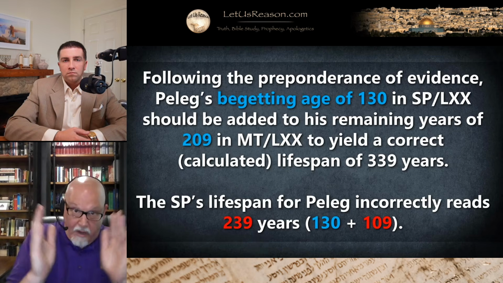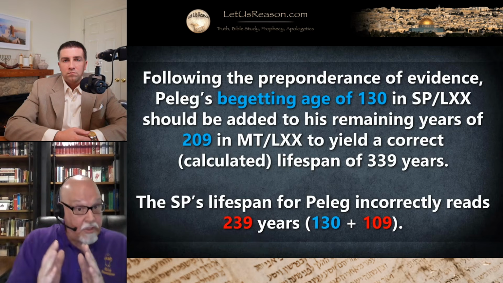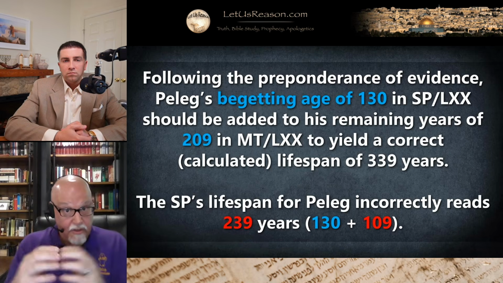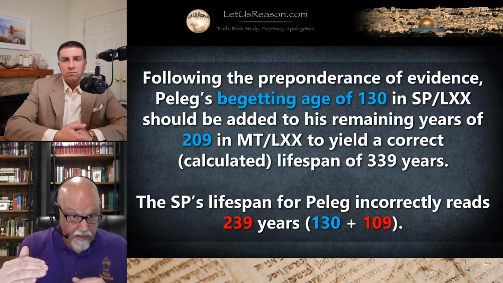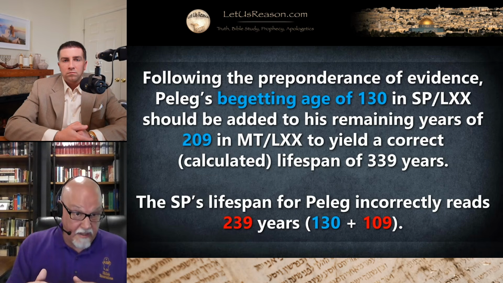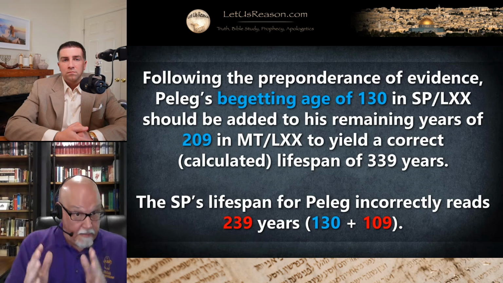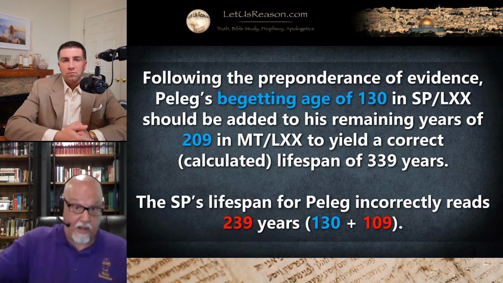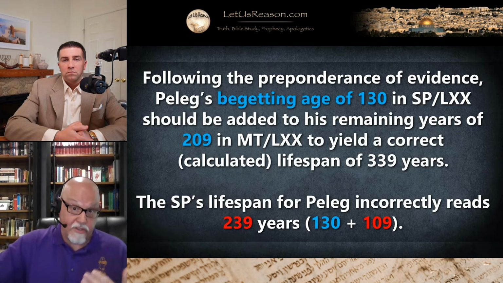So now we've got all of this evidence of 130, and we talked about the remaining years already, that they're in the Masoretic and the Septuagint 209. So you add the 2 of them together, the lifespan is 339. Okay, and we know that the Samaritan Pentateuch has added lifespans. The lifespans are not original in Genesis 11. They have been added to the text at some later point in time. So now we can conclude also that the lifespan in the Samaritan Pentateuch is also wrong. And we know that also because the remaining years have been deflated to 109.